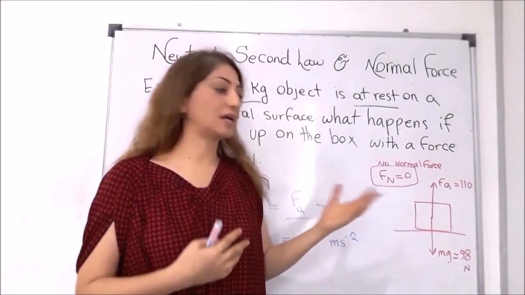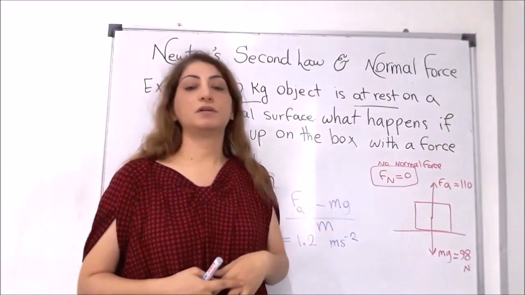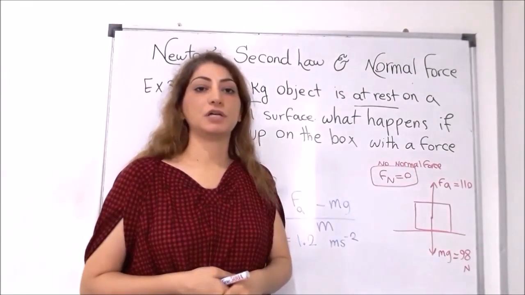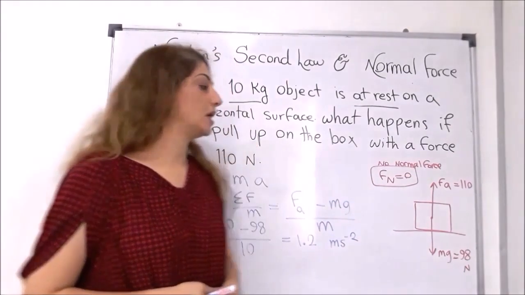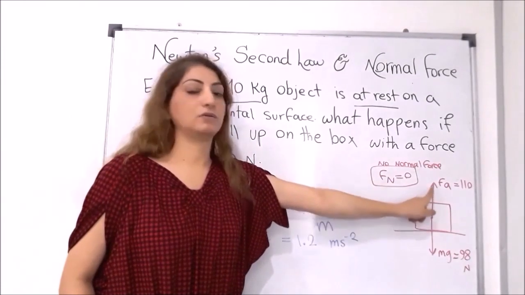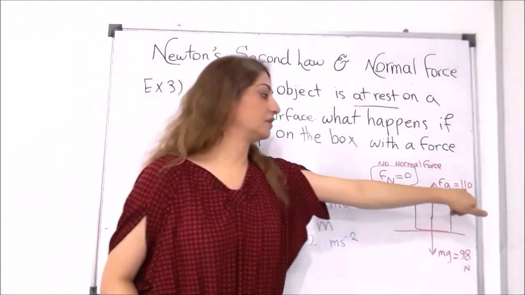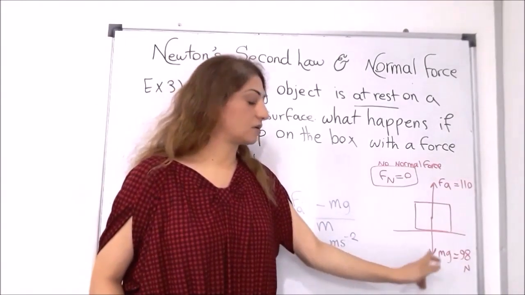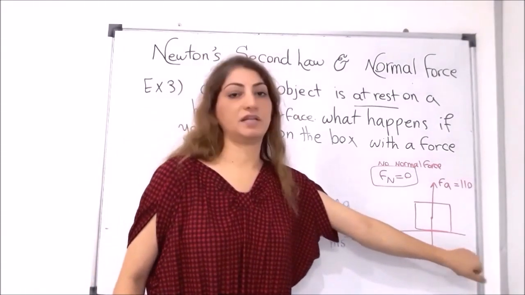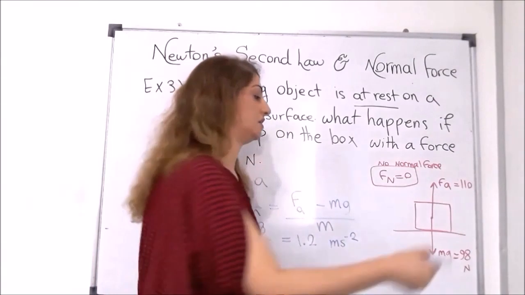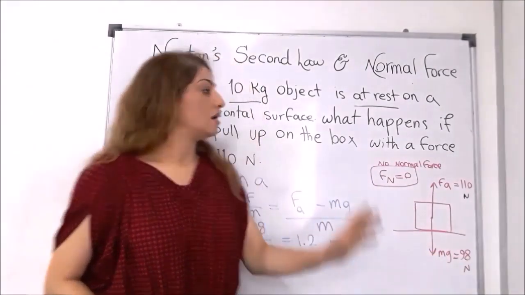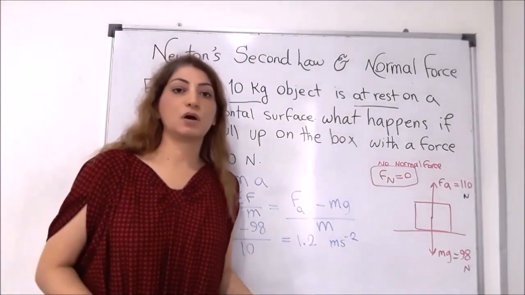So here we don't have any normal force, because the applied force is quite bigger than the weight of the object and has caused it to move upward. I show the direction of the applied force with the arrow upward, so I consider the value as positive. The ones that are downward, I consider as negative in value. So it is minus 98 newtons and positive 110 newtons. Now, this force is much bigger than this one. What effect does it have on the object? Of course, it moves upward.